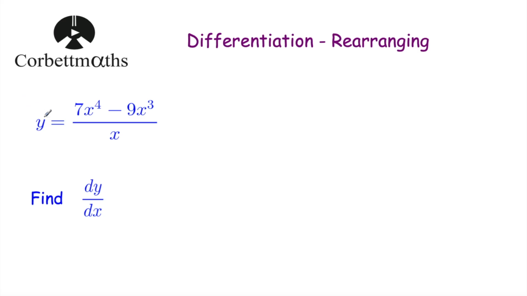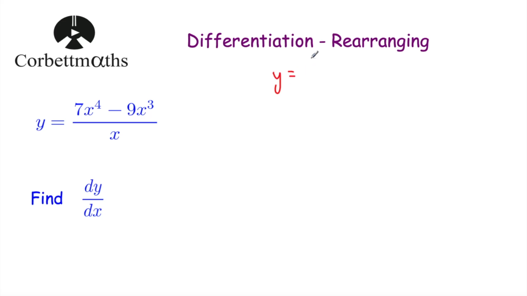Okay, so our next question, we've been given that y is equal to 7x to the power of 4 subtract 9x cubed, over x. And we've been asked to find dy by dx. So here what we want to do is get rid of this divide by, and actually we can divide both of these terms by x. So we can divide the 7x to the power of 4 by x, and we can divide the minus 9x cubed by x, and then we'll hopefully get something that we can differentiate.